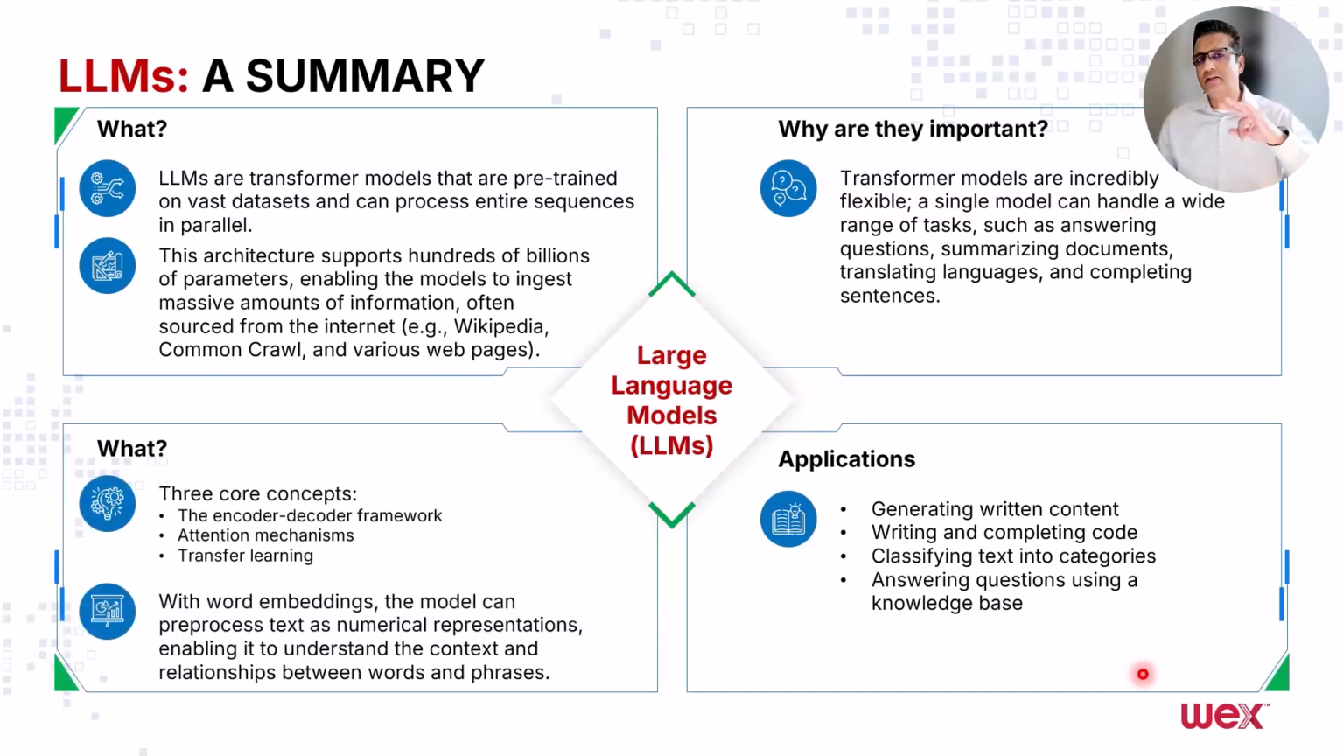And the three core concepts in transformer LLMs are the encoder-decoder framework, the attention mechanism, and transfer learning. We'll learn those concepts in the following chapters. So that was the information about large language models.